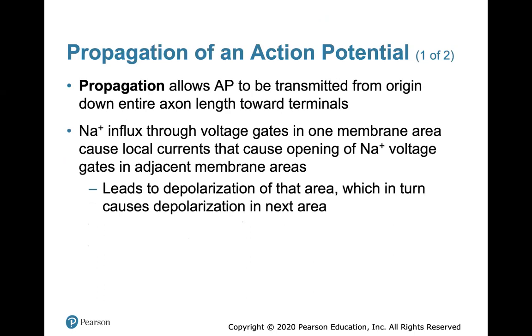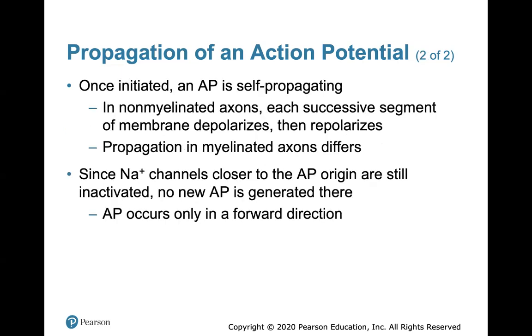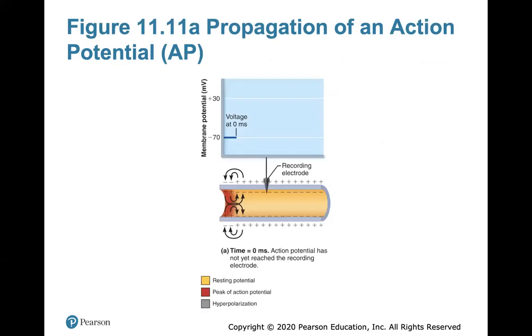Propagation allows the action potential to be transmitted from the origin down the entire axon length toward the terminals. The sodium influx through the voltage gates in one membrane area causes local currents that cause opening of sodium voltage gates in adjacent membranes. Once initiated, an action potential is self-propagating, and since sodium channels closer to the action potential are still inactivated, no new action potential is generated there. So what this means is that an action potential will only run in one forward direction, as seen here.